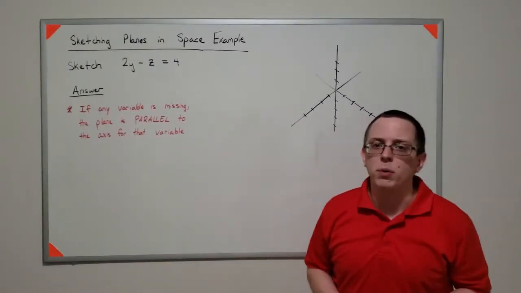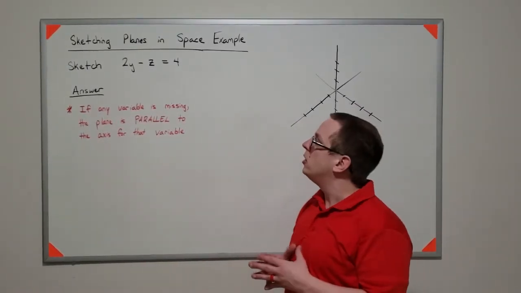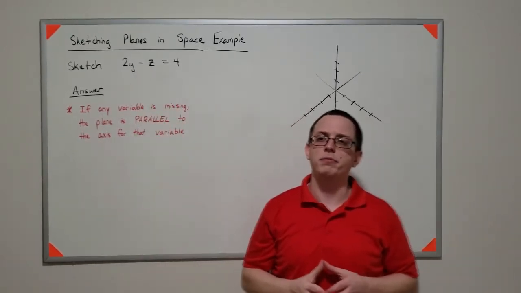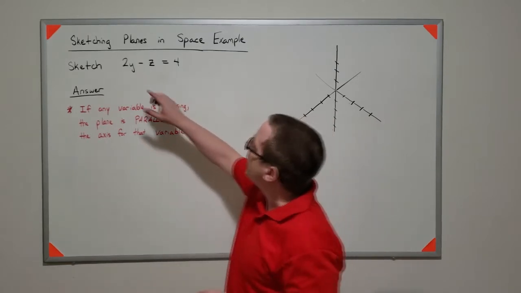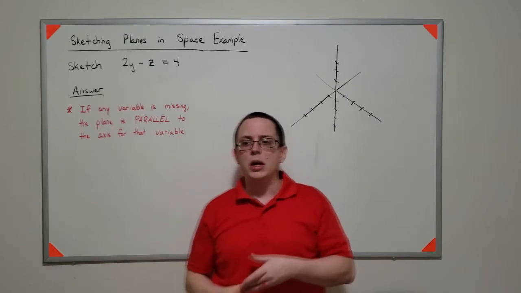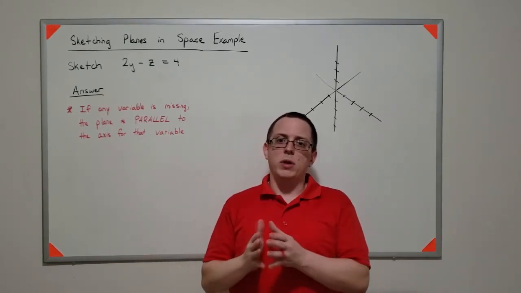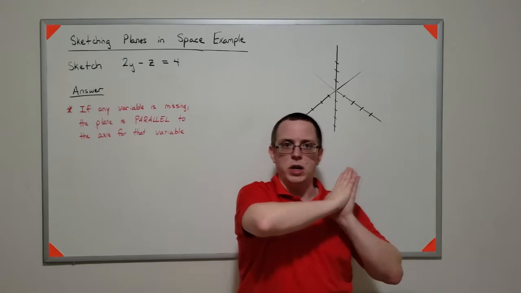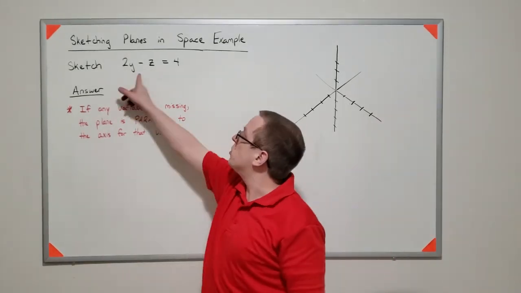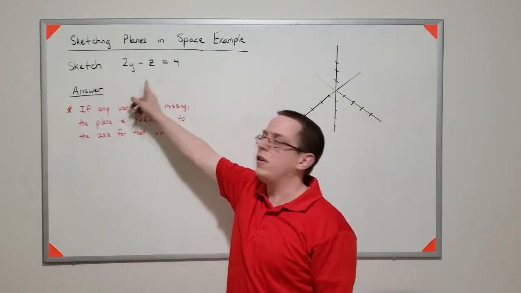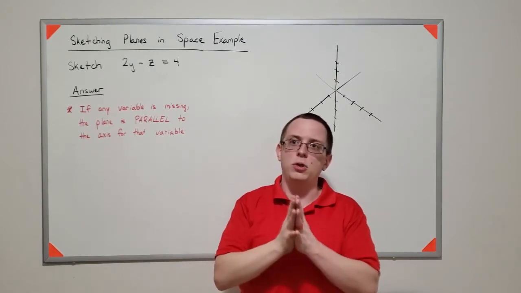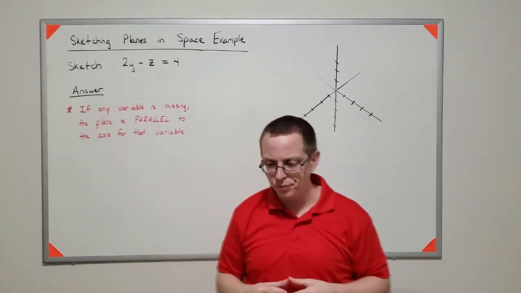I want to do an example of an equation of a plane that doesn't involve x, y, and z. So for this example, we have 2y minus z equals 4. Now we're missing the x variable. When we're missing the x variable, what that tells us is that the x value can go anywhere it wants. If x was 5, this equation would still hold. If x was 10, this equation would still hold, right? The x value isn't constraining the equation.